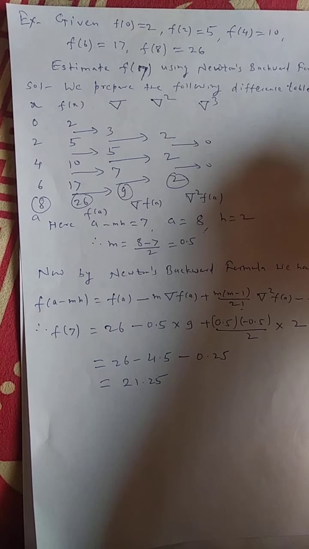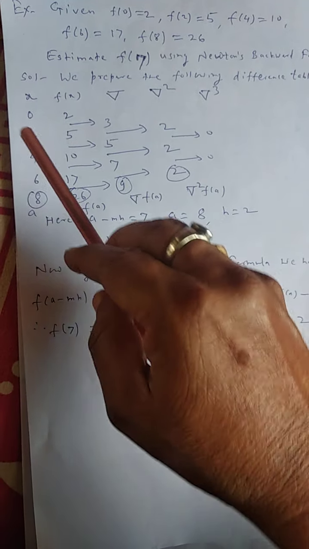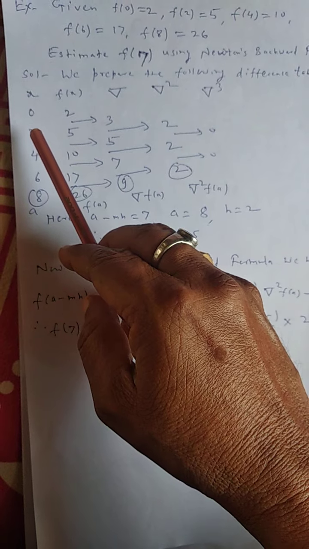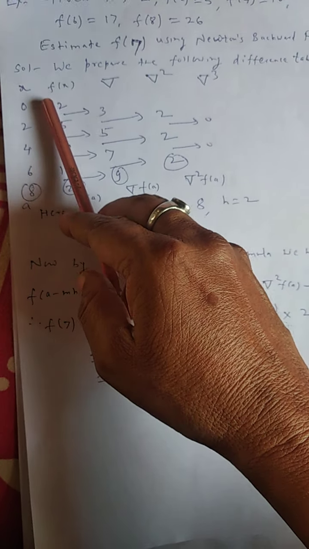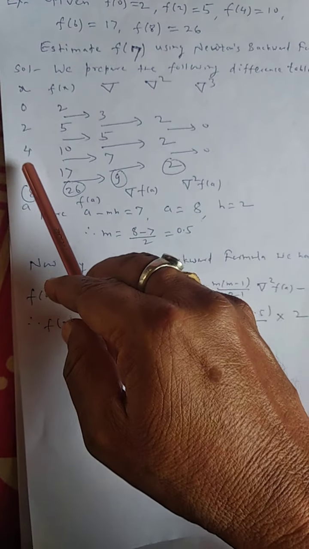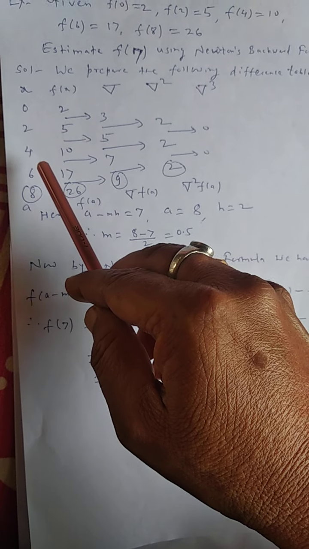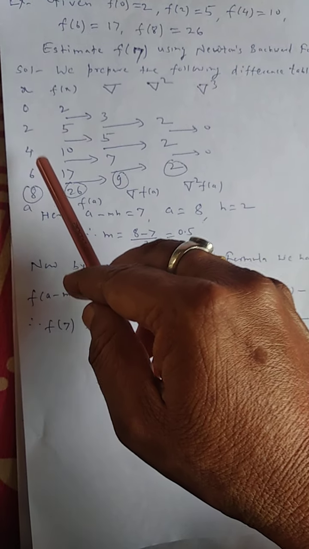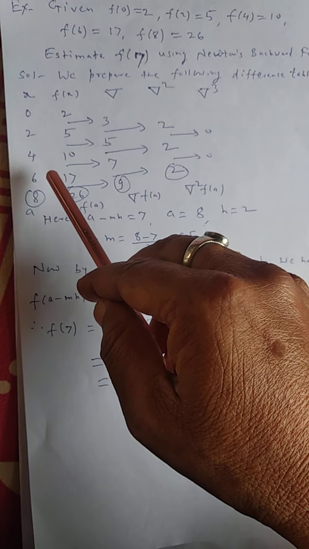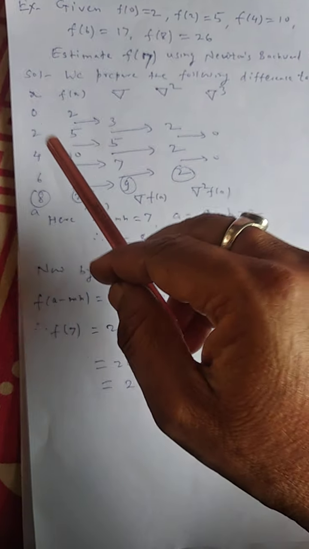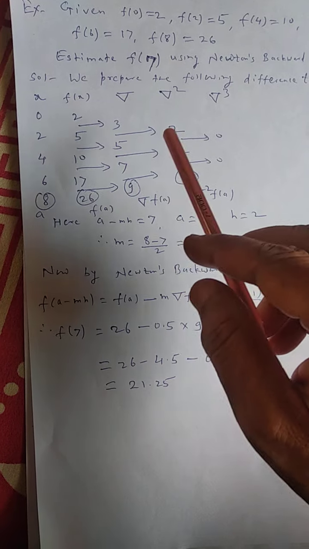Keep this in mind. And H means interval of differencing. Meaning thereby 2 minus 0, that is 2. 4 minus 2, that is 2. 6 minus 4, that is 2. 8 minus 6, that is 2. So it is a constant one, and therefore we are using Newton's formula.